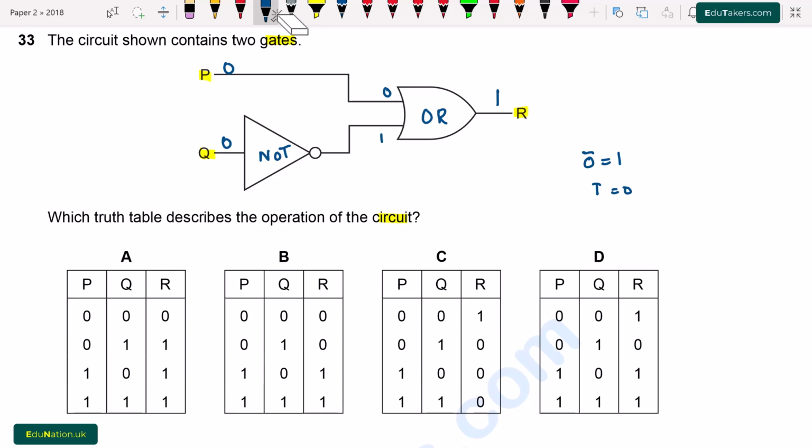Now we see the options. In option A, when the input is 0 and 0, output is 0, which is incorrect because our output is 1. So option A is incorrect. B is also incorrect because here inputs 0, 0 give output 0. So option B is also incorrect. Options C and D remain. We have to guess whether option C is correct or option D is correct.